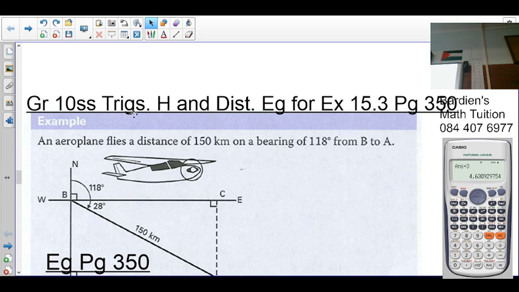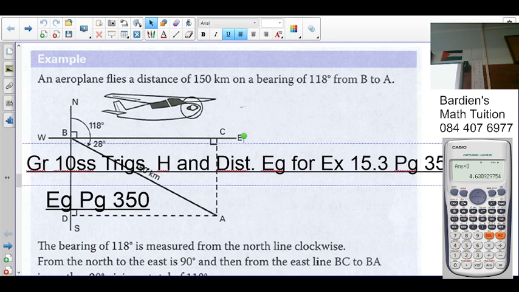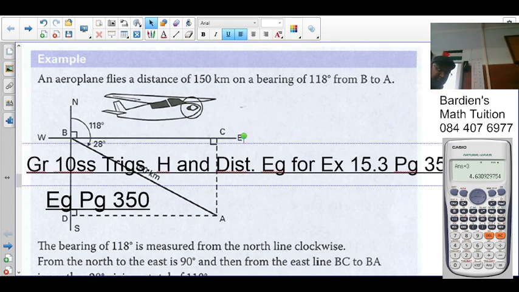So I'm looking at the example, and the example is on page 350. So the exercise is actually on page 351. Okay, that's why I was a bit confused there, but I just accepted what you guys were saying.